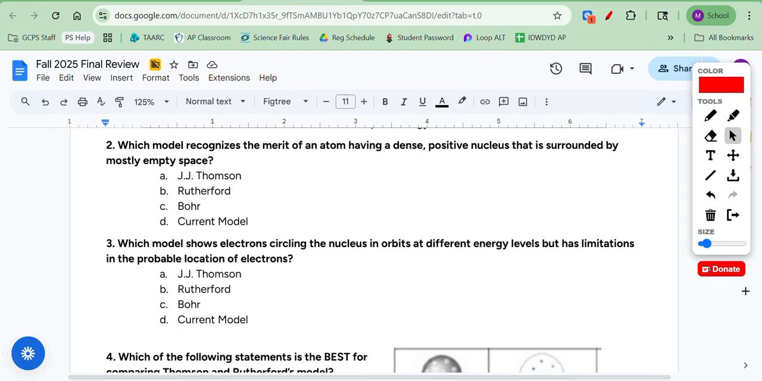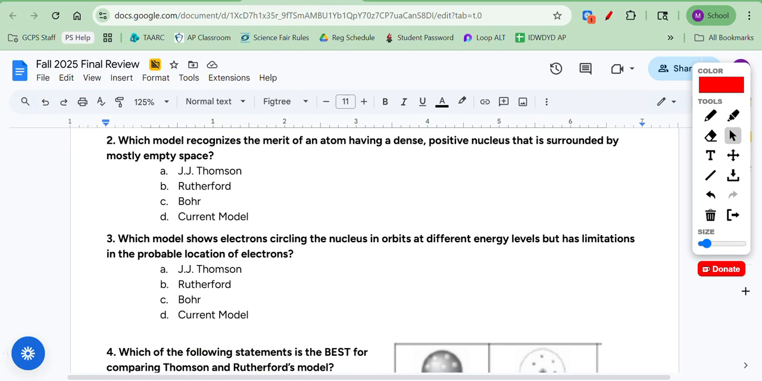Question 2. Which model recognizes the merit of an atom having a dense positive nucleus that is surrounded by mostly empty space? So there are two key phrases that stand out to me in this question: dense positive nucleus and mostly empty space. That's going to be linked with Rutherford.